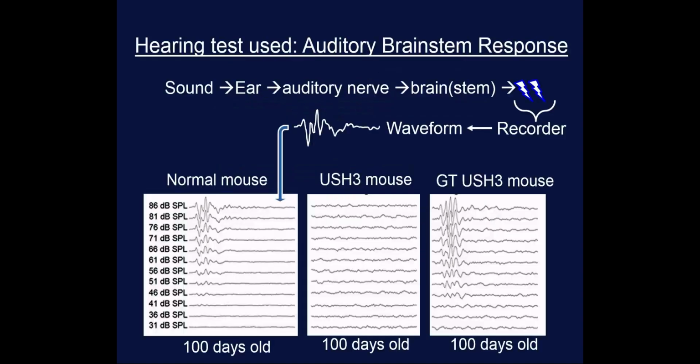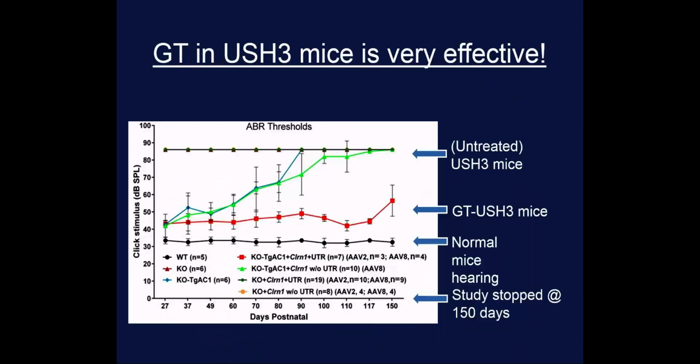So this is similar to what I showed before in terms of the hearing test that was done. One point I want to emphasize is that this is a very similar test done in humans as well. So we are using comparable tests to determine the efficacy of either the small molecule or the gene therapy. So this shows the actual results of the gene therapy that we did.